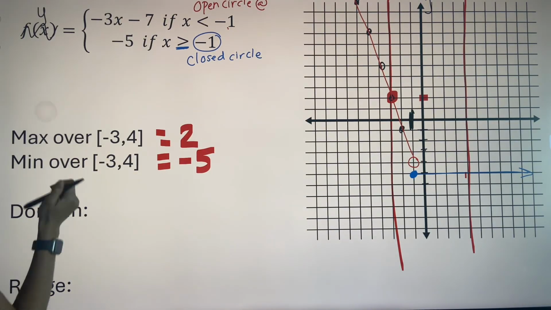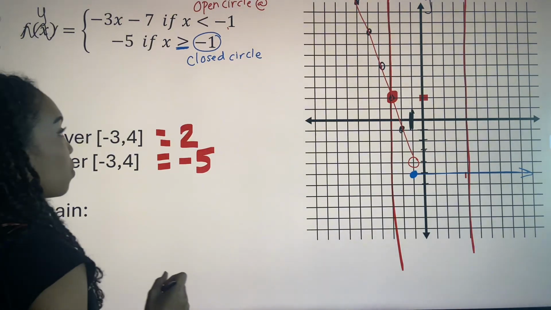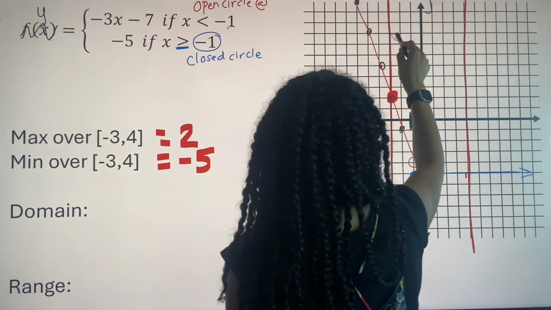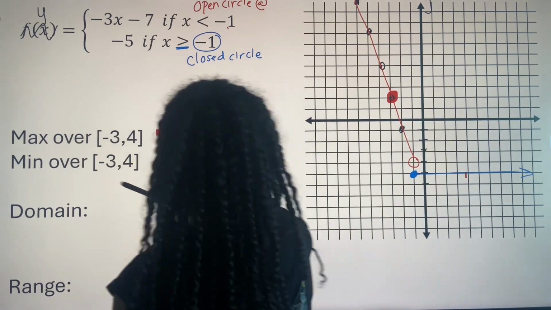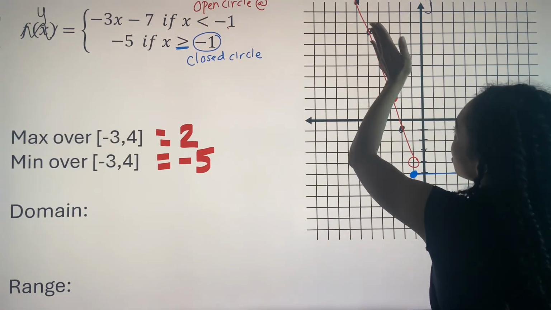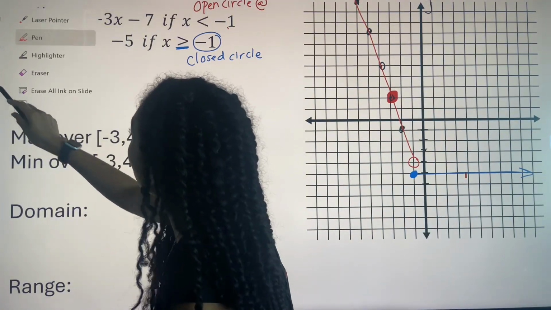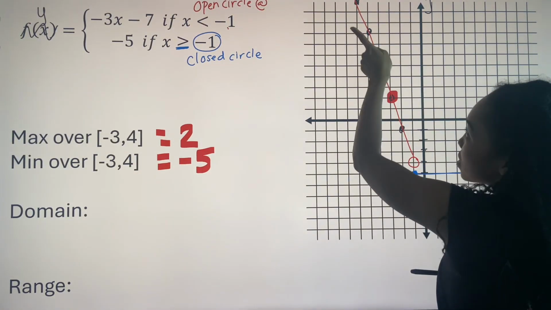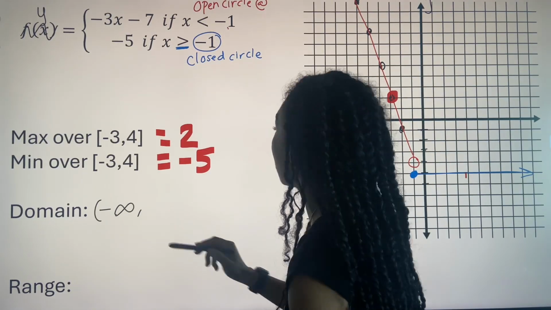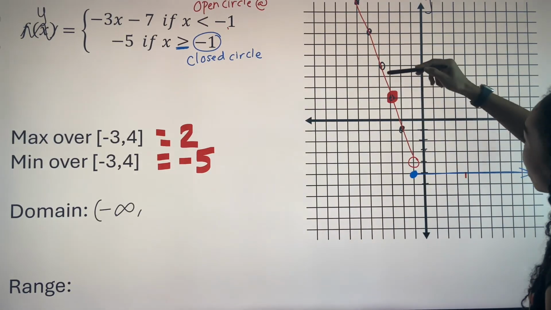Okay, now let's talk about the domain. Domain, you always start on the left. Let me get rid of these intervals. So you always start on the left for domain. It's going to continue to go to the left. Those x values are continuing to go to the negatives on the left side. So that's negative infinity, and you need to follow the line.